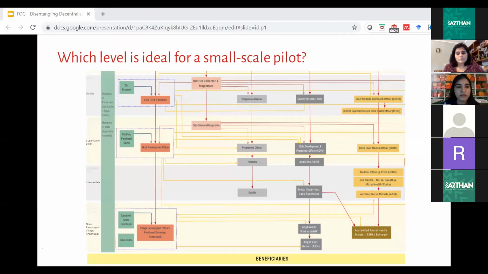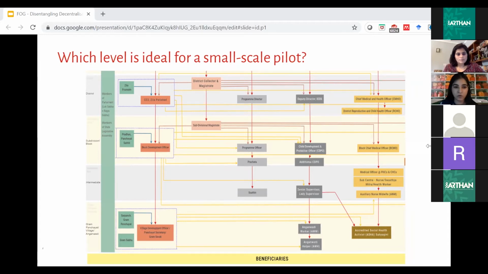And if you look at the various lines on this map that head towards the CDPO, they're both reporting lines and coordinating lines. And you can actually see that rather than going directly to the Gram Panchayat, which is on the extreme left, the CDPO may be a more useful person to approach because they're entrenched in this entire web and occupy quite a significant position within it.